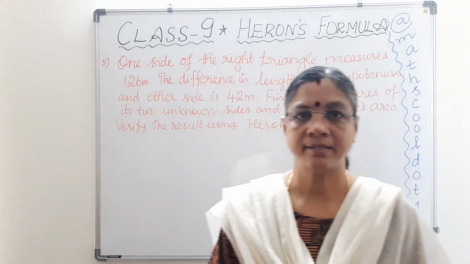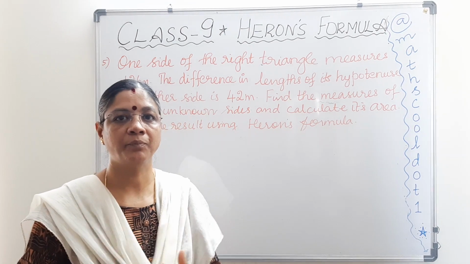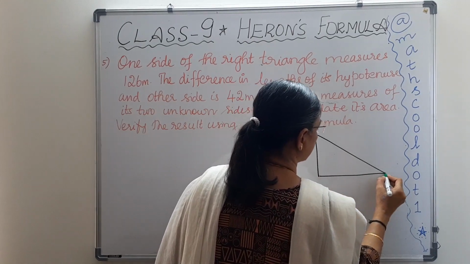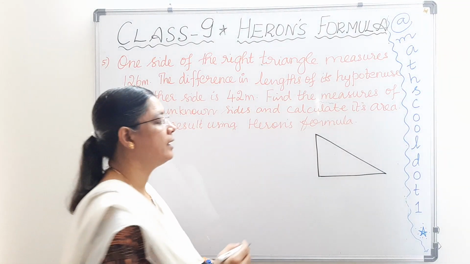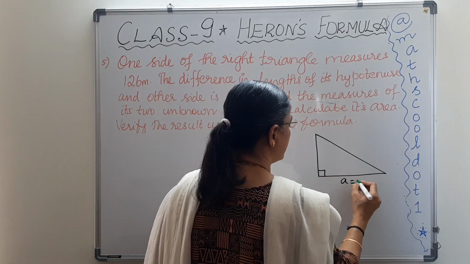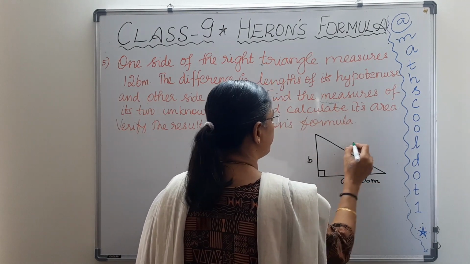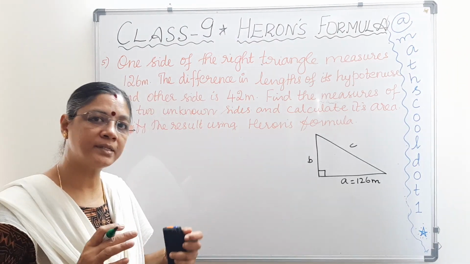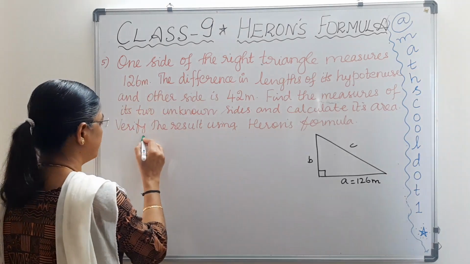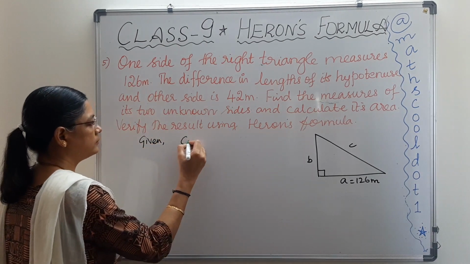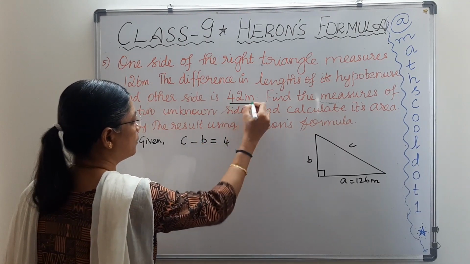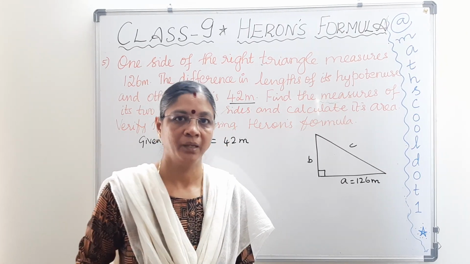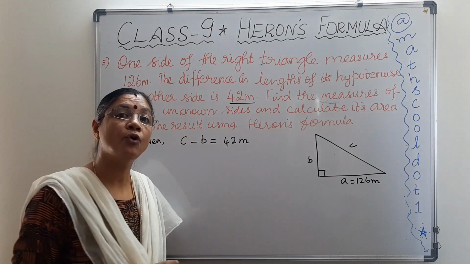So now you just understand the problem. What does the problem state? So this is a right triangle. Okay, so given is a right triangle, and you're given one of the sides, that is 126 meters, and B and C are not given. The hypotenuse and the other side are not given, but the difference in their lengths is given. So we'll take what is given: C minus B is 42 meters. Why C minus B? Because we know hypotenuse is the longest side in the right triangle, isn't it? So C minus B is equal to 42 meters.